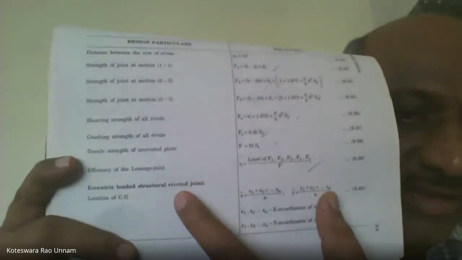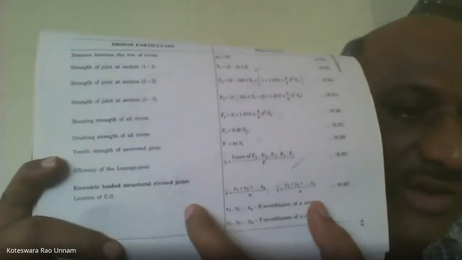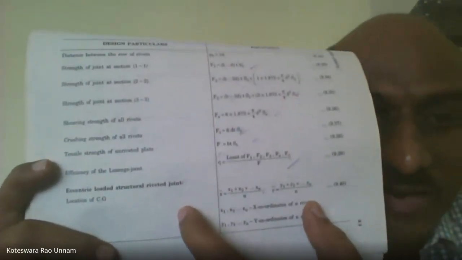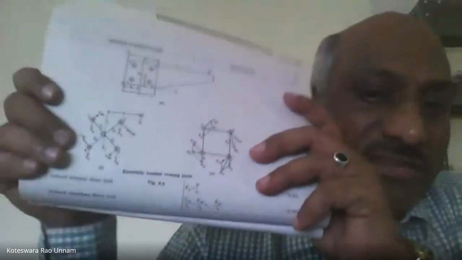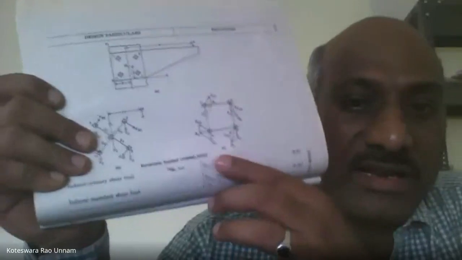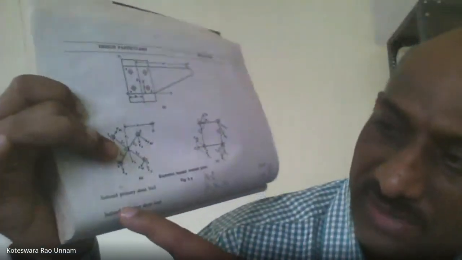So that means using these formulas, you can refer to the data book to find out how you can find the center of gravity of the rivet system. So once you've done this, then you open the next page. In the next page, he has given the diagrams and everything. So he has shown that and he has given the formulas also here.